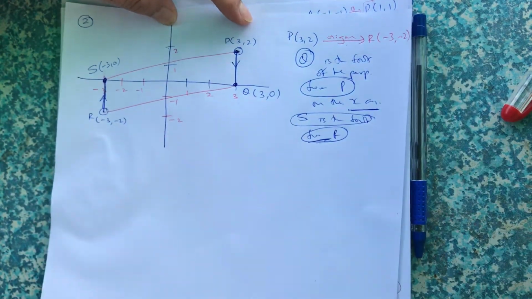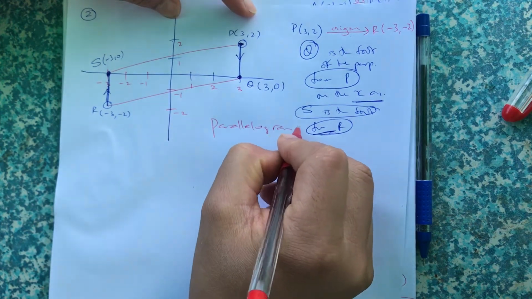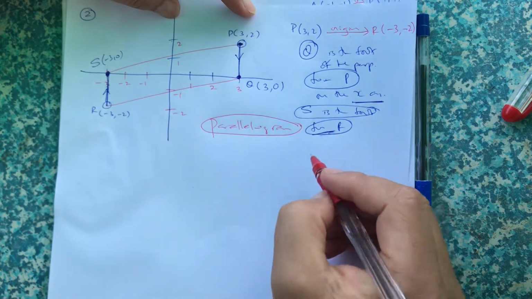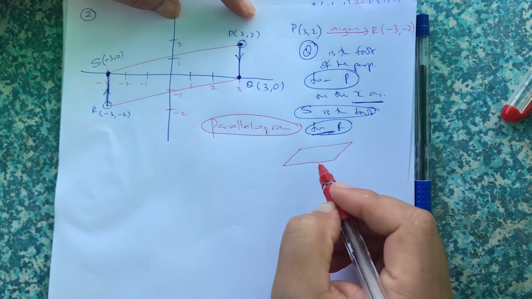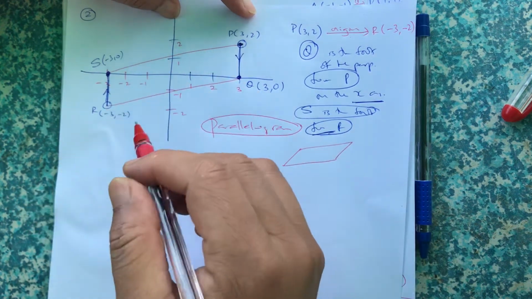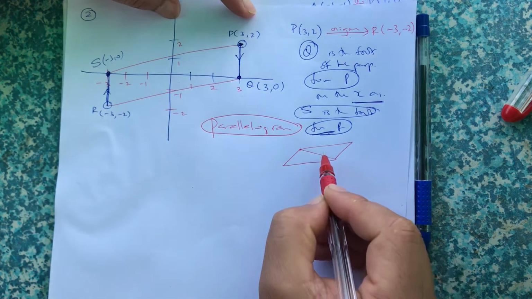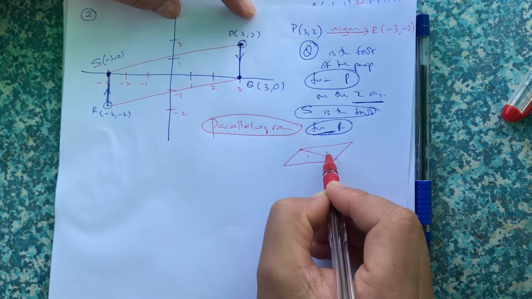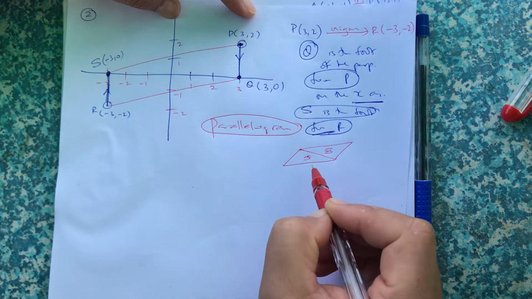This kind of figure is called a parallelogram. If I want to find the area of a parallelogram, I just divide it into two halves. Whichever way suits the figure in the question, I join these two, and this is called a diagonal. It divides the parallelogram into two equal triangles. Equal triangles means if the area of this is 5, then the area of this will also be 5.